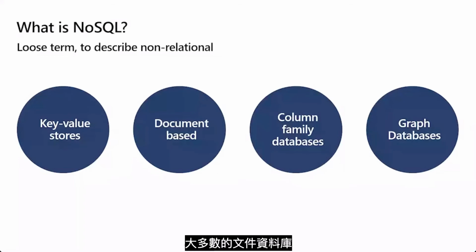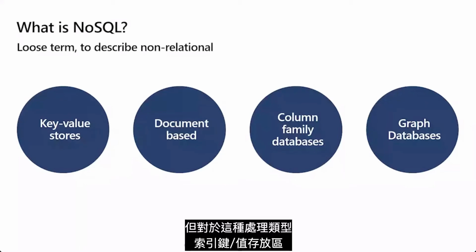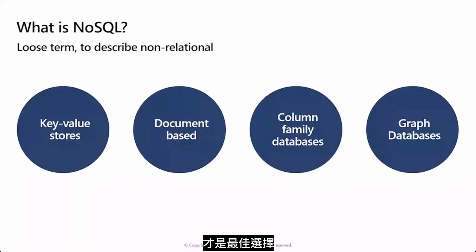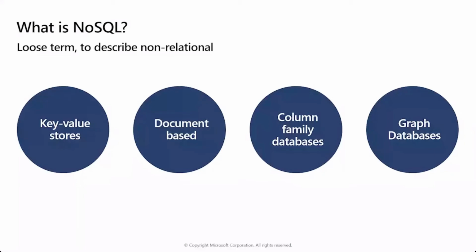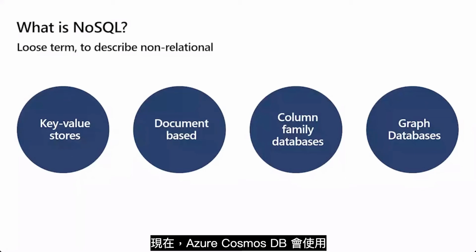Most document databases are used to ingest large volumes of data very rapidly in comparison to a relational database, but they're not as optimal as a key value store for this kind of processing. The main goal of a document database is that it has the search query capabilities that a key value store typically doesn't have. Now, Azure Cosmos DB actually implements a document database using its core SQL API.